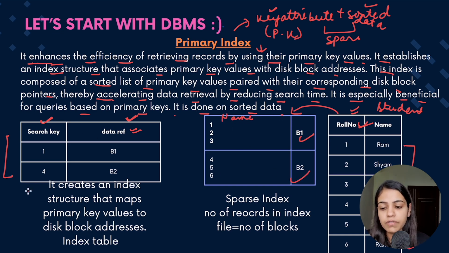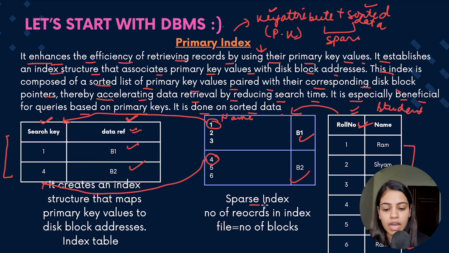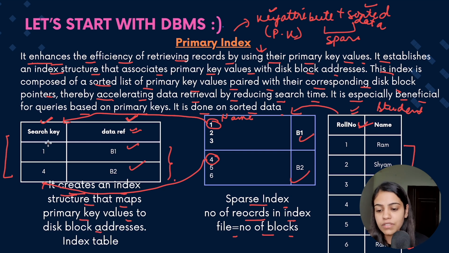Now here, whenever we are making the index table, as I told you, whenever we are using the sparse index, we only provide the first element of the given block in our index search key. So here we are providing 1 for block B1 and here we are providing 4 for block B2. So here we have provided the address for those particular blocks. In a sparse index, the number of records in the index file is equal to the number of blocks. So here we have 2 blocks, so there are 2 entries present in our index table. So this is our index table, which creates an index structure that maps primary key values to the disk block address. So it maps the primary key values to their corresponding disk block address.